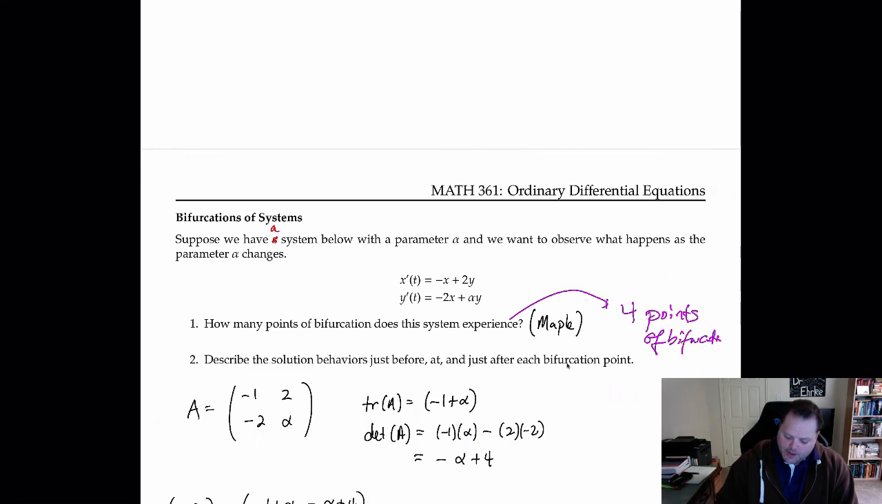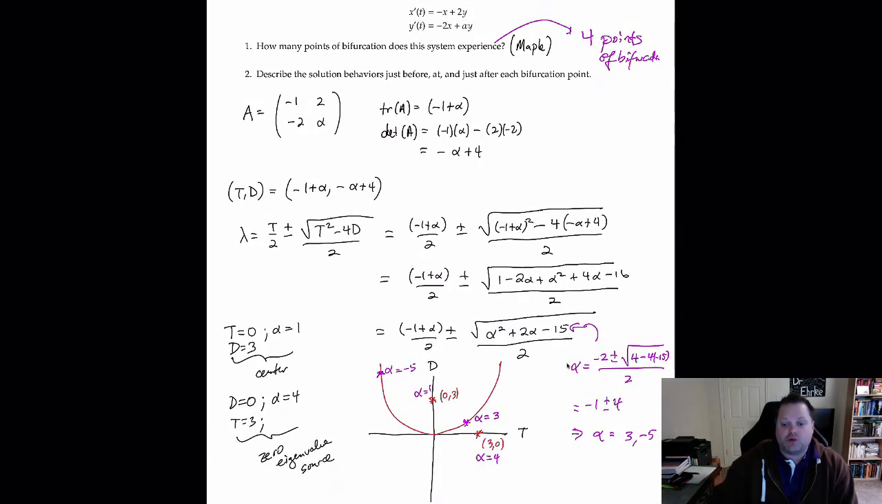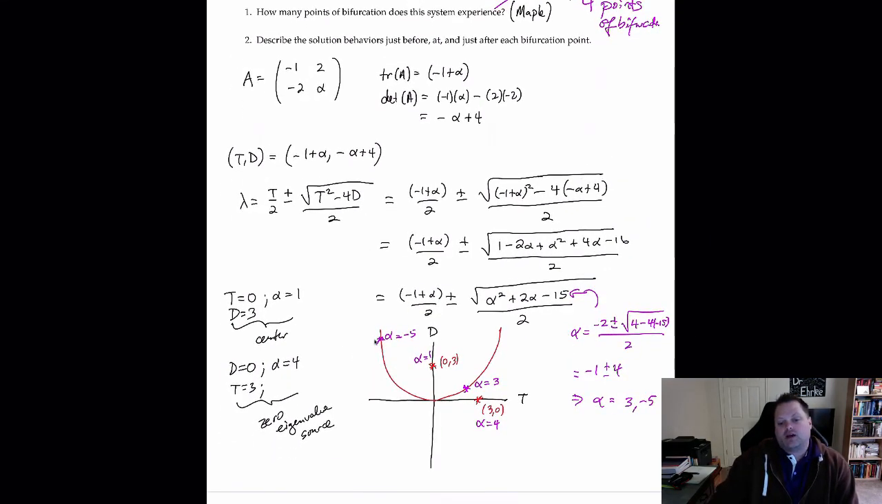Describe the solution behaviors just before, at, and just after each bifurcation point. Well, you can clearly see here, values of alpha less than -5, they're going to be up in here, so they're going to be nodal sinks. And then between alpha -5 and alpha 1, you're going to have spiral sinks. Between alpha equal to 1 and alpha equal to 3, you're going to have spiral sources. Between alpha equal to 3 and alpha equal to 4, you're going to have nodal sources. And past alpha equal to 4, you're going to have saddles.